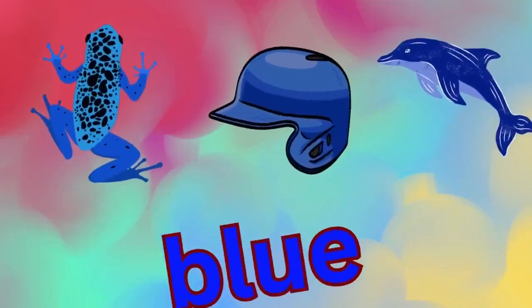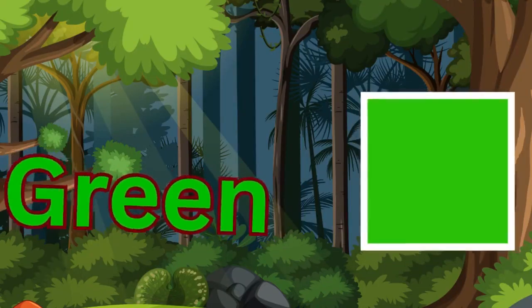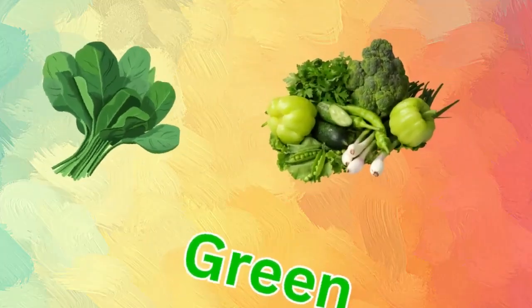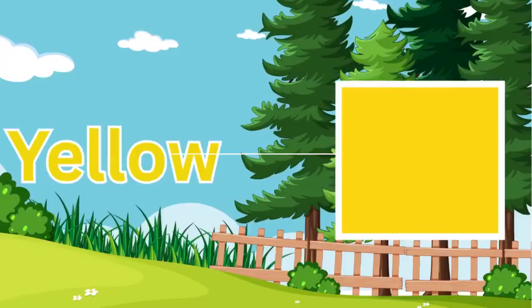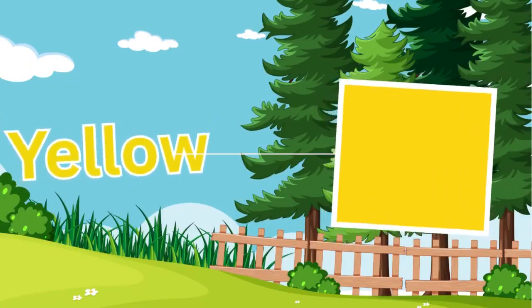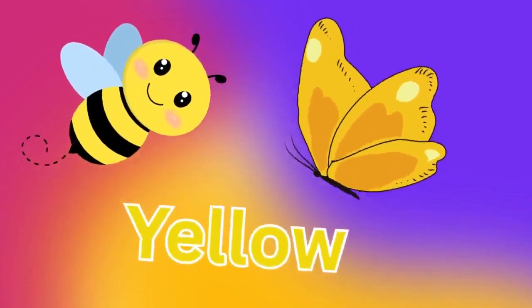It's blue. This is green, green, green, green. We say this is green. What is the color? It is green. It's green. This is yellow, yellow, yellow, yellow. We say this is yellow. What is the color? It is yellow.